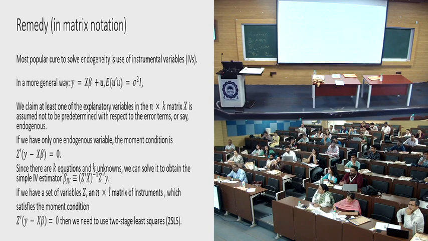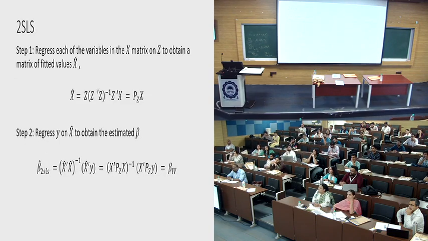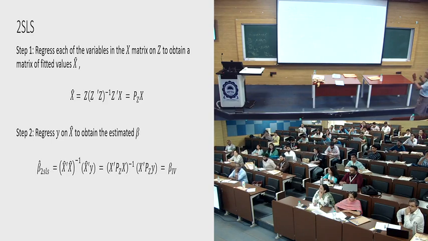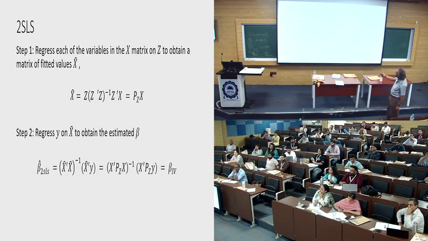In step 1, I regress each of the variables in the X matrix on Z to obtain X hat. Note, my X hat would be Z, Z transpose Z inverse, Z transpose X, which is a projection matrix: the projection of X on Z, which is my PZ. So PZ is Z, Z transpose Z inverse, Z transpose, and X hat is PZ times X. In the next stage, regress y on X hat to obtain beta hat.